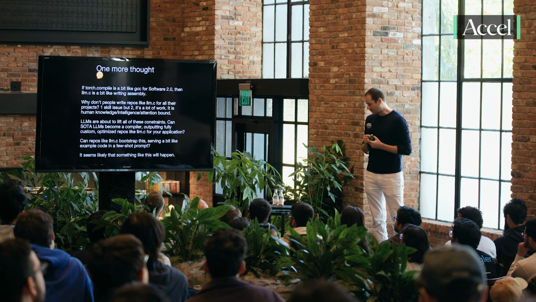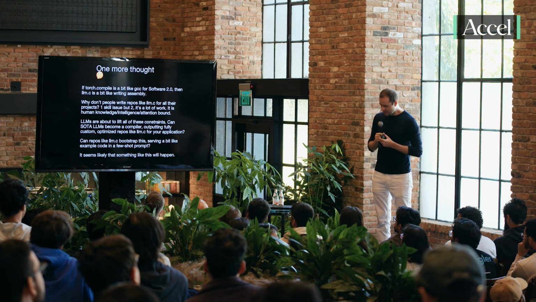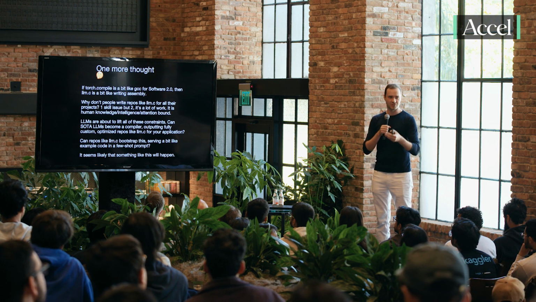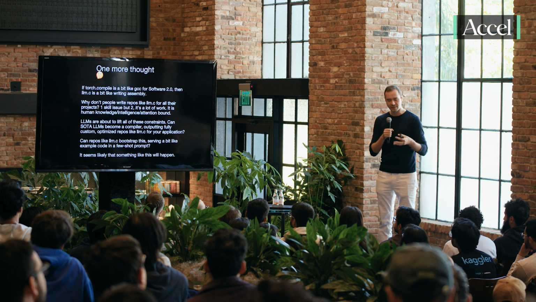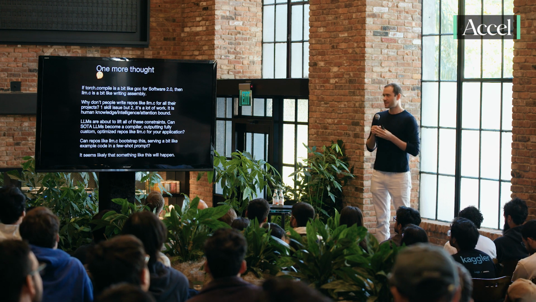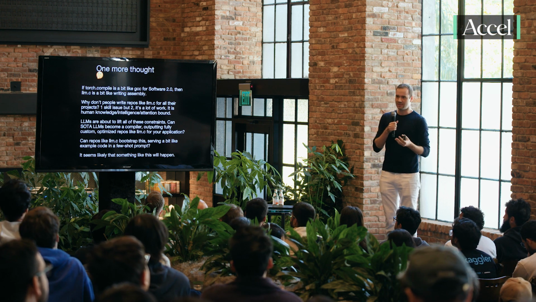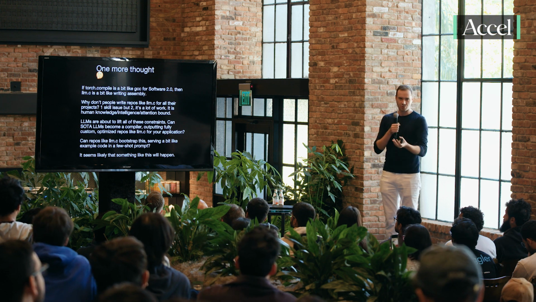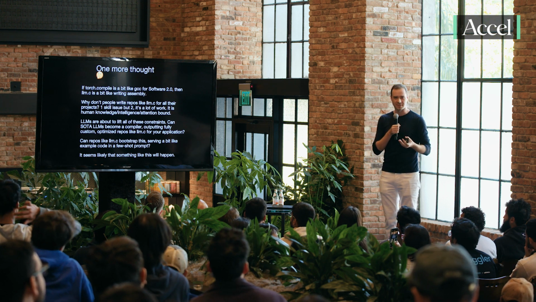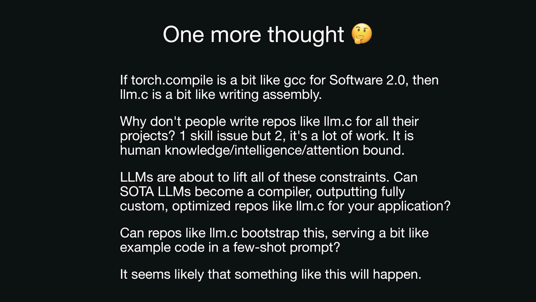And one more thought I wanted to get across is it wasn't all that haphazard to start the project. I had another motivation for starting the project. And that's, what is LLM.C? If PyTorch, especially Torch compile, is a bit like GCC for software 2.0, it's a compiler, then LLM.C is a bit like writing assembly. We're doing everything manually, right? And basically we wrote LLM.C as multiple people over a duration of 3 months and got something that was faster than PyTorch in a specific setting of GPT-2 training.